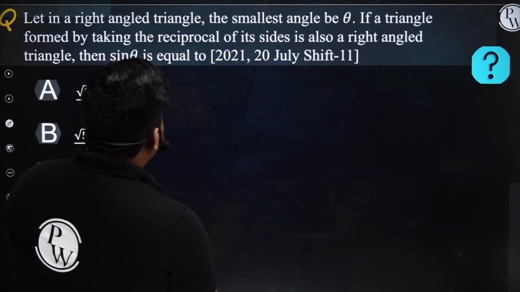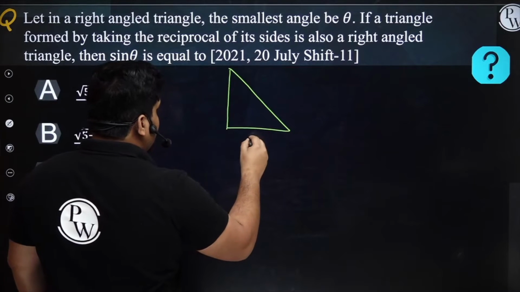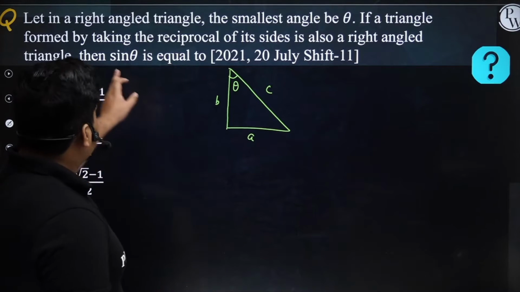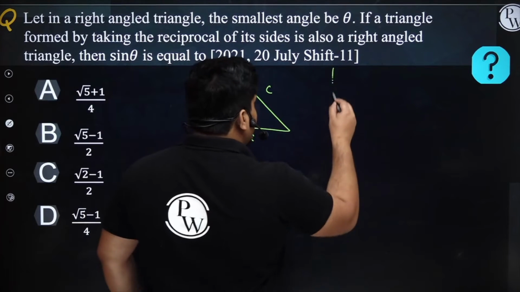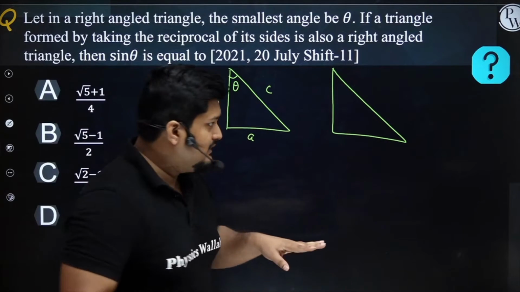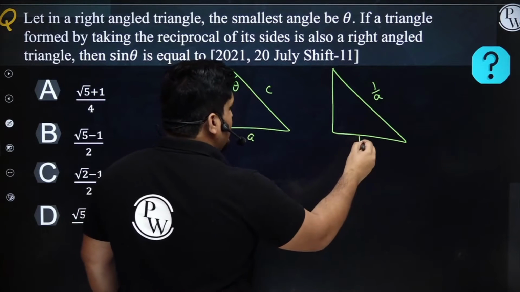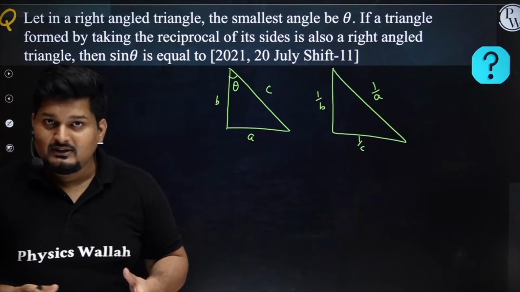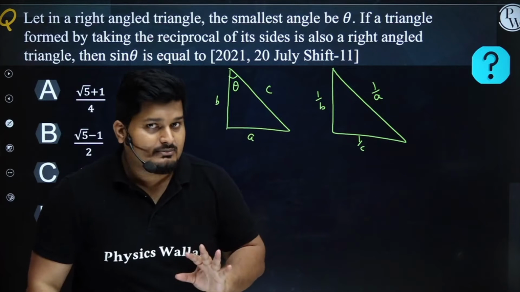Let a right angle triangle have the smallest angle theta. Okay, so let's draw a right angle triangle. Suppose this is A, B and C. Let's say this is the smallest angle theta. If a triangle is formed by taking the reciprocal of its sides, that is also a right angle triangle. Now, here side C is greatest, so 1 by C will become least, and A was least, so 1 by A will become greatest. This is how it will work, because we are taking reciprocals.